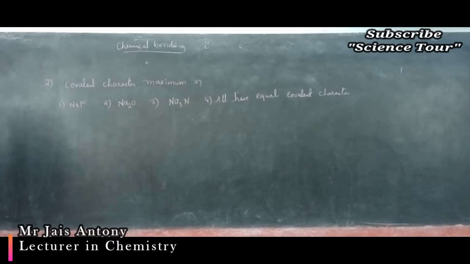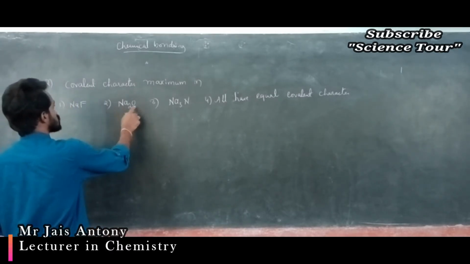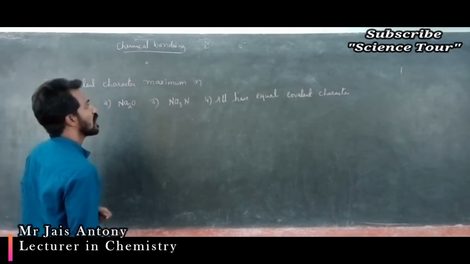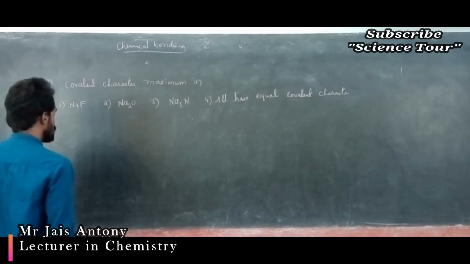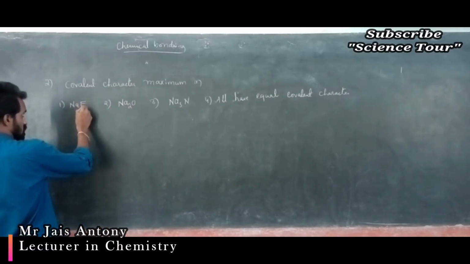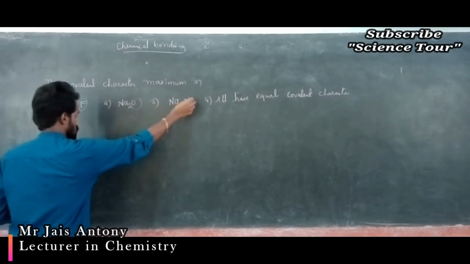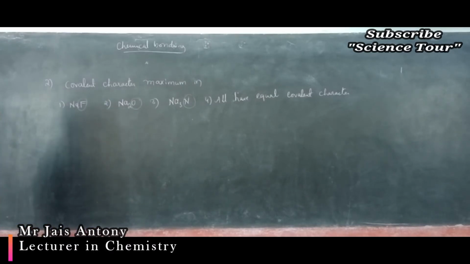Okay, my dear students, the second question is, covalent character is maximum in sodium fluoride, sodium oxide and sodium nitrate, or all have equal covalent character. They have given that, my dear students. But which one decides the ionic character and covalent character? It means the anions. Understood? Because in all cases sodium is common.